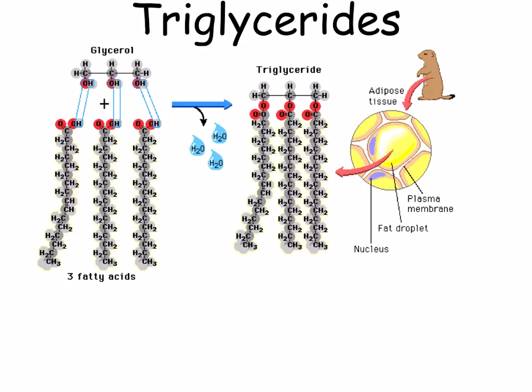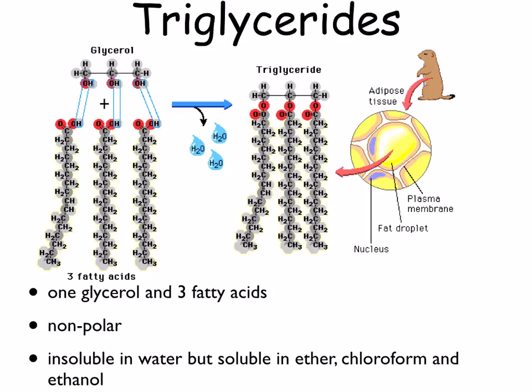Now, how do triglycerides get their name? Well, they get their name from having one glycerol and 3 fatty acid chains attached to it. They are non-polar and they're insoluble in water, but they are soluble in ether, chloroform, and ethanol.